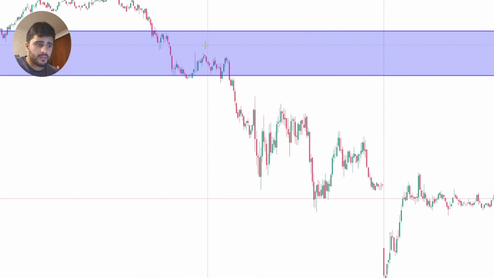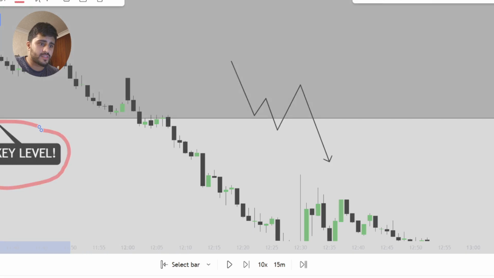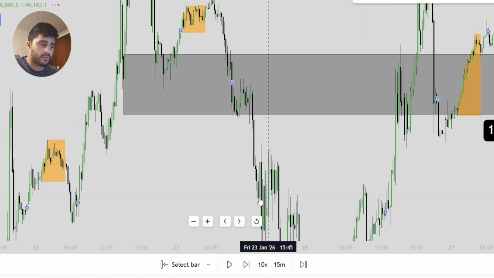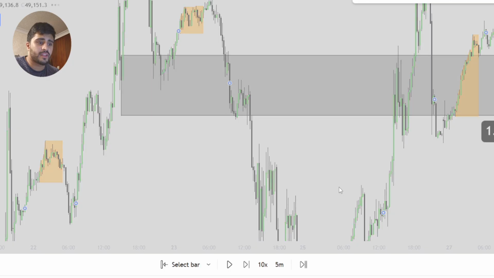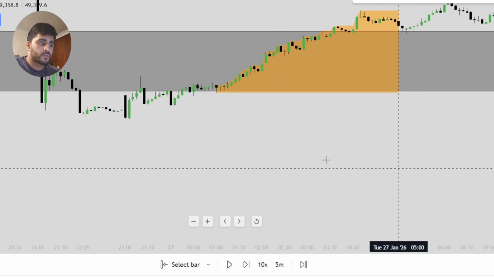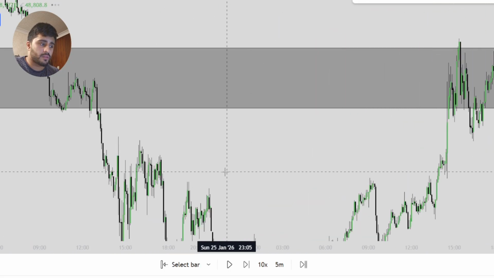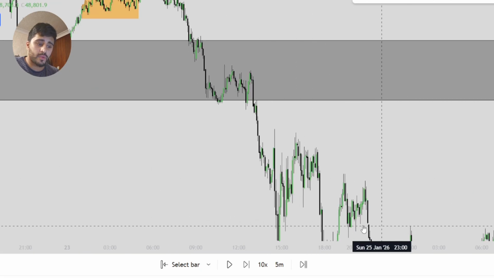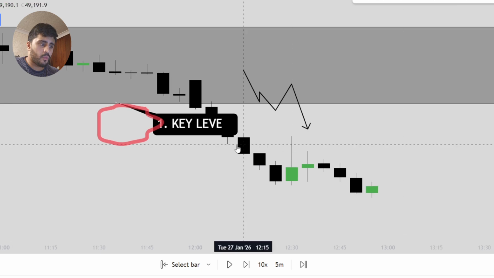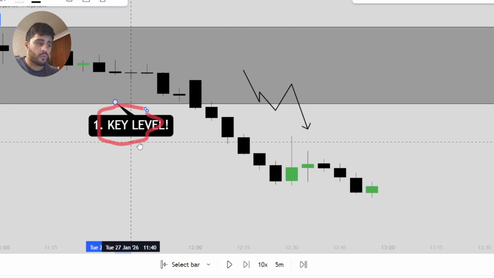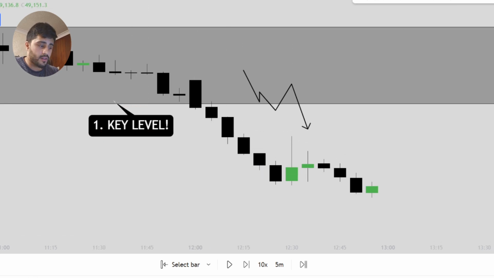Let's try and understand what was going on inside of this fair value gap, because this is still the fair value gap we're interested in, the one from the 22nd of January. We want to see this first initial melt off over here. This melt off was Friday the 23rd. So on Friday the 23rd, what was going on inside this key level? What made this a good shorting area?